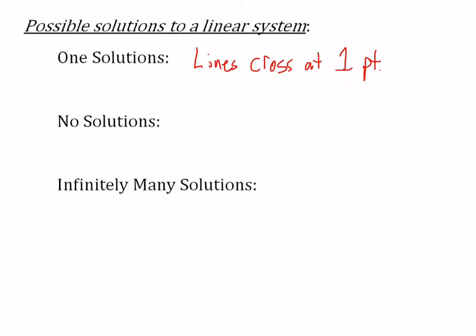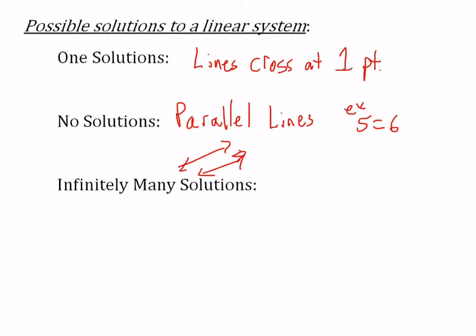So if the lines cross at one point, we have one solution. We have no solutions if they're parallel lines. That means they never cross. Okay? Parallel lines never cross. Something like that. Okay? And when you're solving the system and you end up with something like 5 equals 6, for example, or 0 equals 3, well, those are not true. So whenever you end up with something that's not true, your answer is no solution, no real solution.